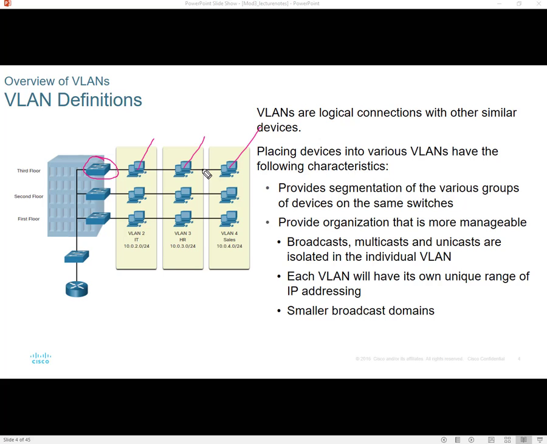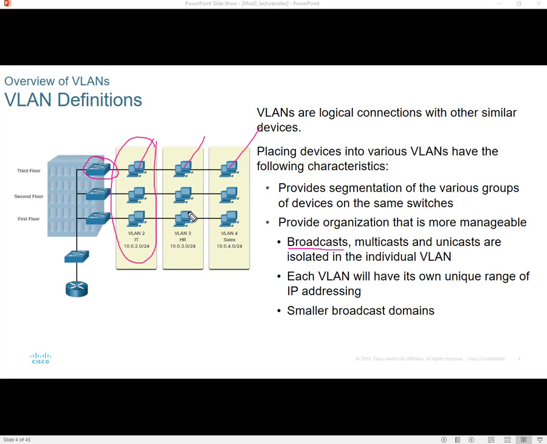You will notice that it creates a network organization that is more manageable. Broadcasts are contained within one VLAN, so VLAN 2 devices will only receive broadcasts that are circulated within VLAN 2. Broadcasts sent out to VLAN 2 do not propagate into VLAN 3 or VLAN 4. Each VLAN will have its own unique range of IP addressing. When you send a unicast or multicast, they are also isolated within every individual VLAN.